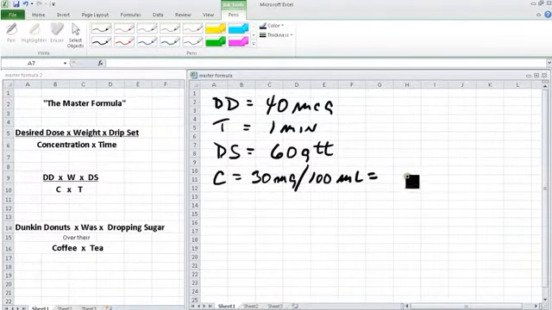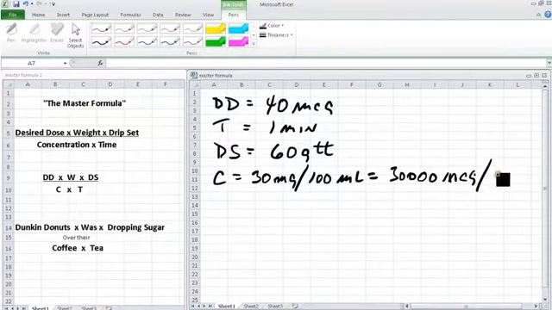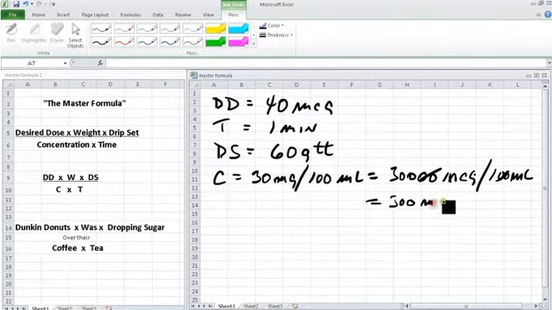That's equal to 30,000 micrograms per 100 mLs. Which, let's see, take off 2 zeros, that works out to 300 micrograms per ml.